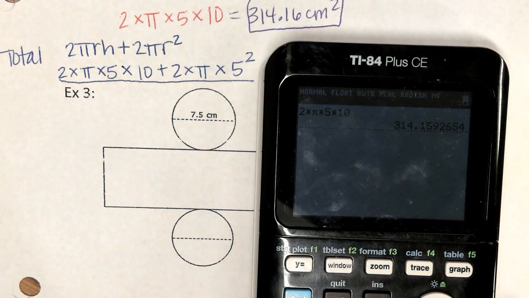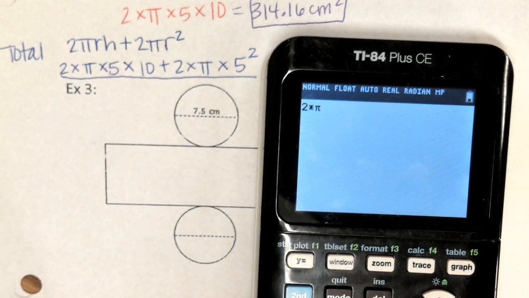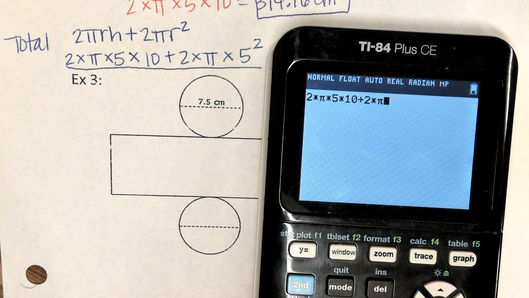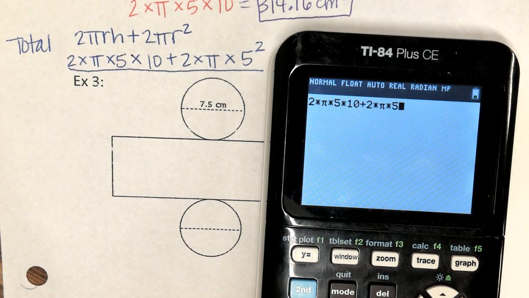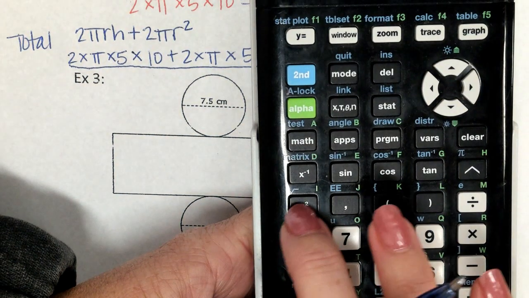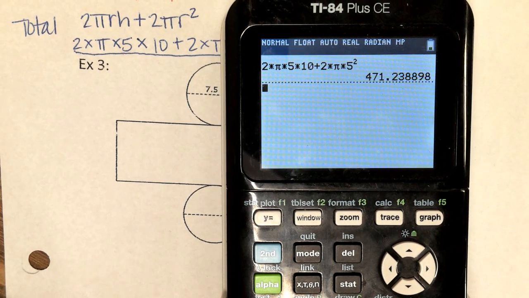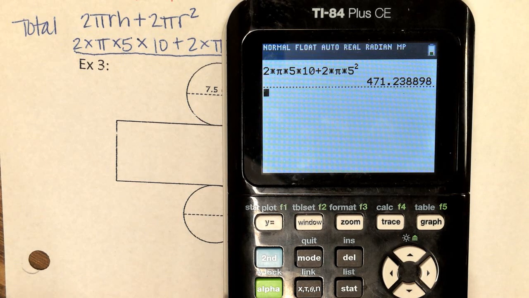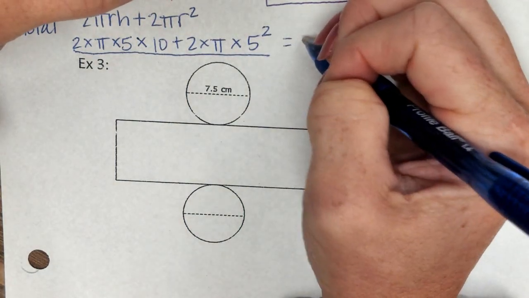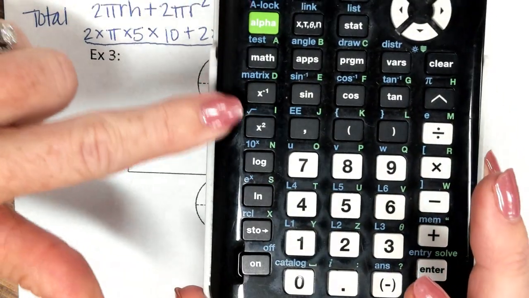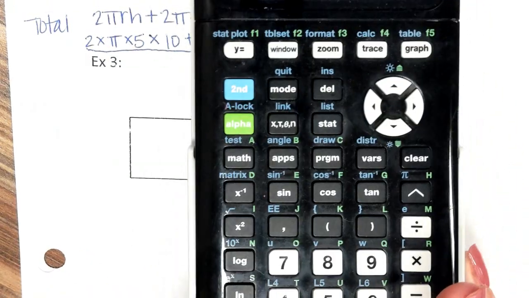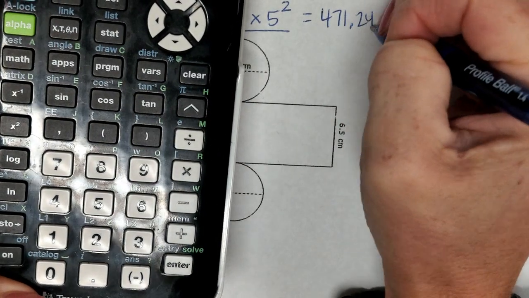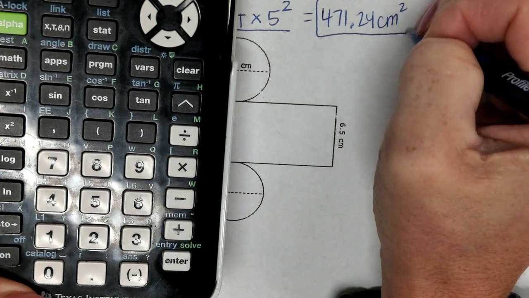All right, so here we go. 2 times pi times 5 times 10 plus 2 times pi times 5 squared. Does everybody remember how to do squared? Right here, there's a shortcut button, okay? Hit enter, and that's your answer. 471.24. So, the square, right here. This is a shortcut button. All right, so 471.24 centimeters squared.